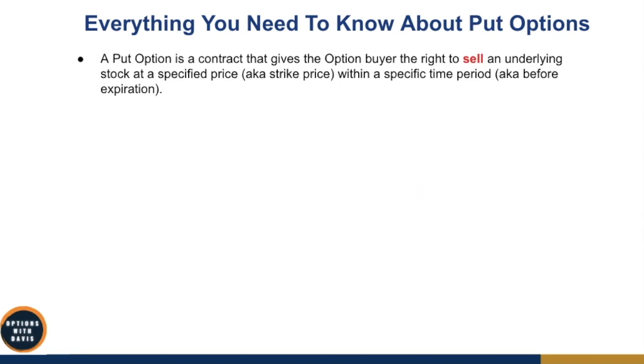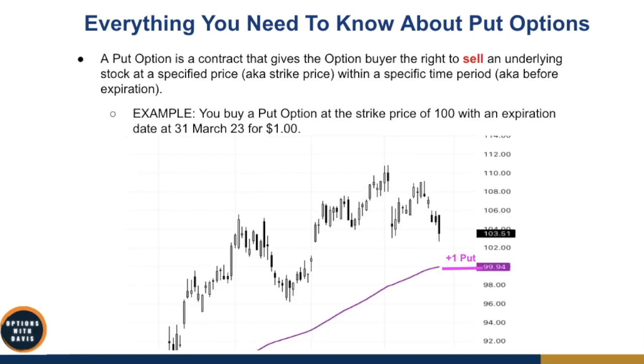All right, now let's move on to the put option. Now, the put option is where the option buyer has the right to sell an underlying stock at a specified price, which is the strike price, within a specified time period, which is also before expiration. So here's an example. So let's say you buy a put option at the strike price of 100 with an expiration date at 31st March 23 for $1, right? So in this case, again, same thing, times 100 shares, this will be worth $100, right?